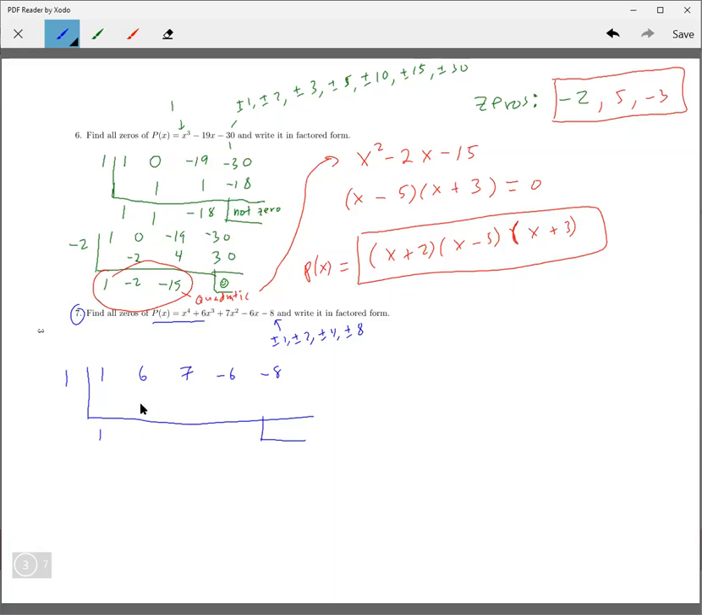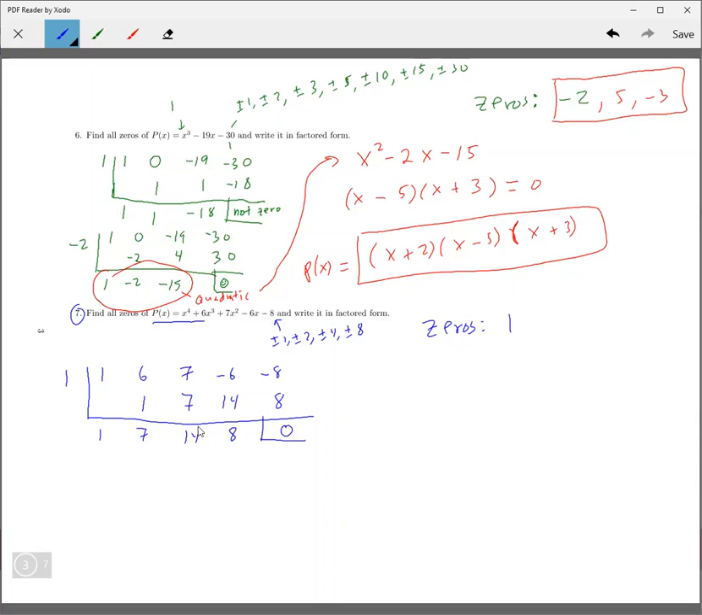If I bring the 1 down, multiply, add, that's 7. Multiply, that's 7. Add those, that's 14. Multiplying that, you get 14. Adding, you get an 8. 1 times 8 is 8, and that's 0. Okay, so 1 is a 0.